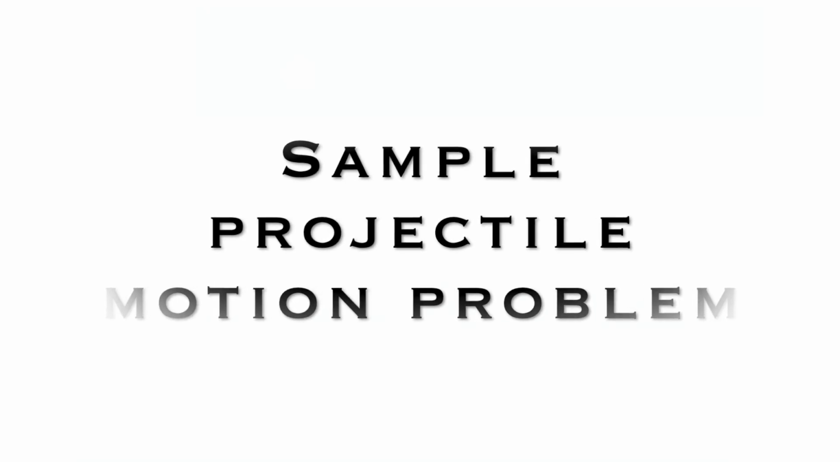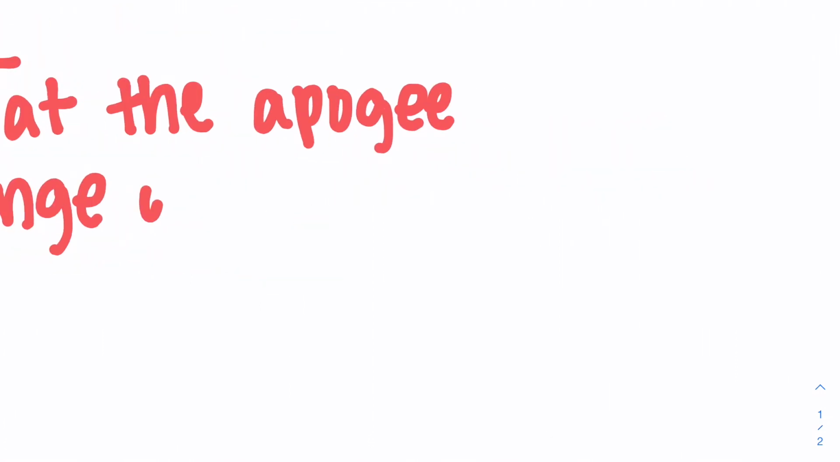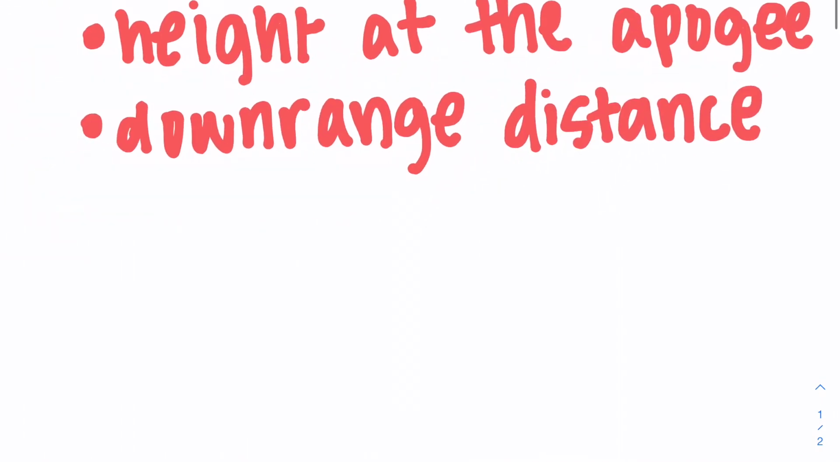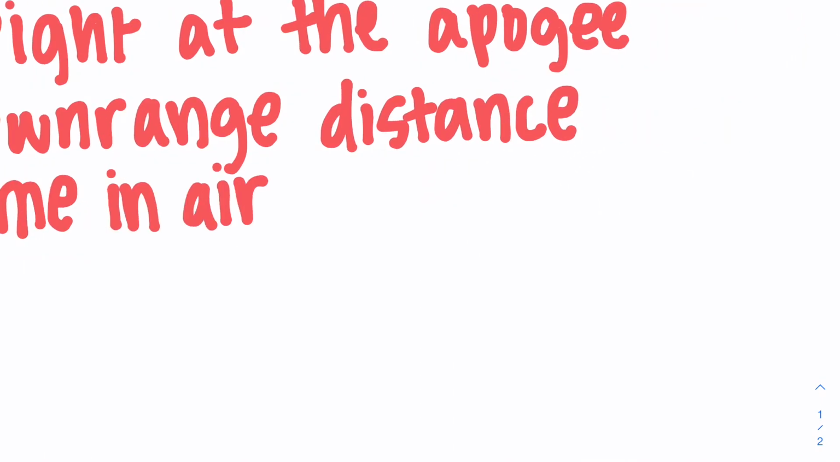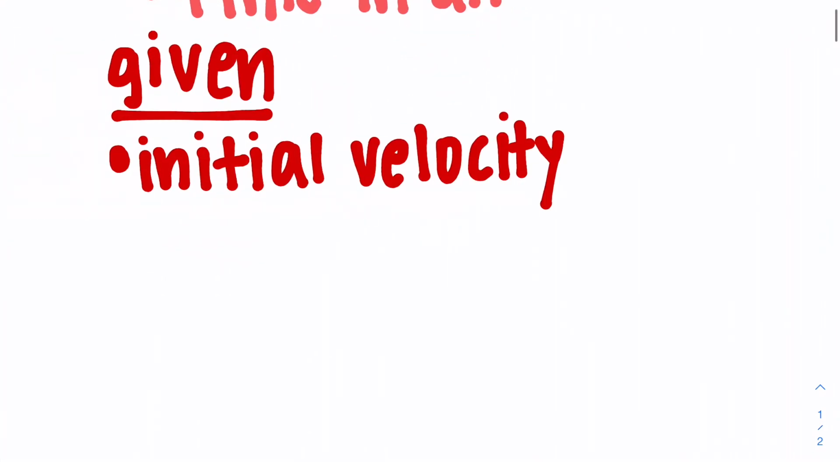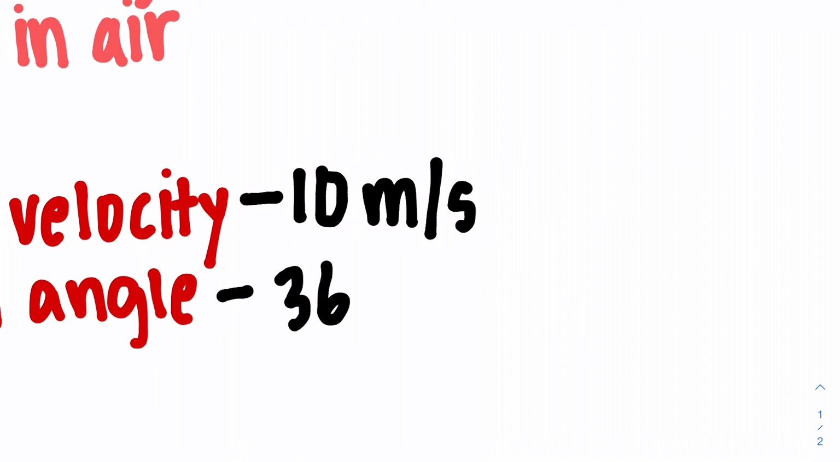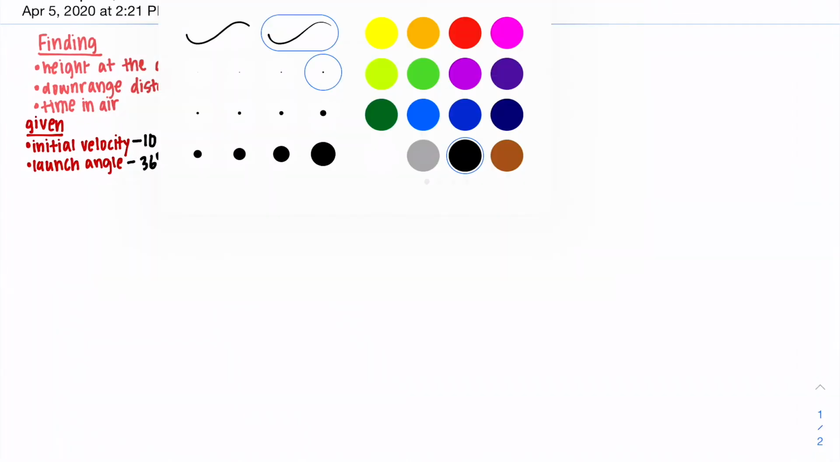Now I'm going to do a sample projectile motion problem. For this problem, we will be finding the height at the apogee, the downrange distance, the time in the air, and we will be given the initial velocity and the launch angle. The initial velocity will be 10 meters per second and the launch angle will be 36 degrees.